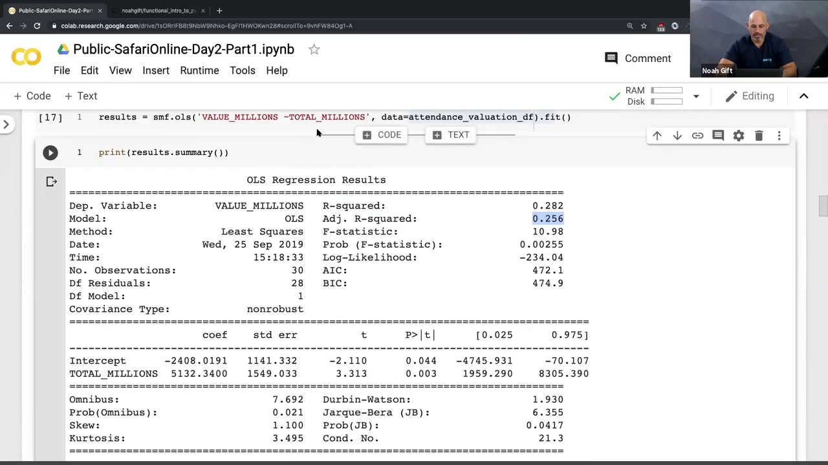So how much is the total attendance driving the valuation of the team? And you can say roughly about 25% of the valuation is driven by the attendance. So we have something here. We have a signal, and then you can look at the p-value as well. If the p-value is below 0.05 or lower, that typically means it's statistically significant.